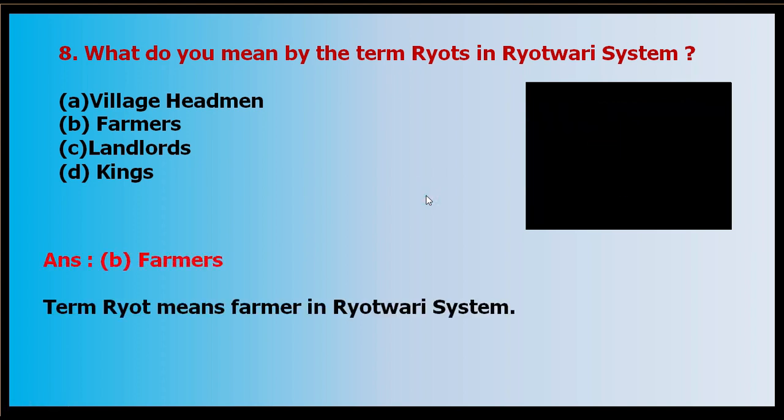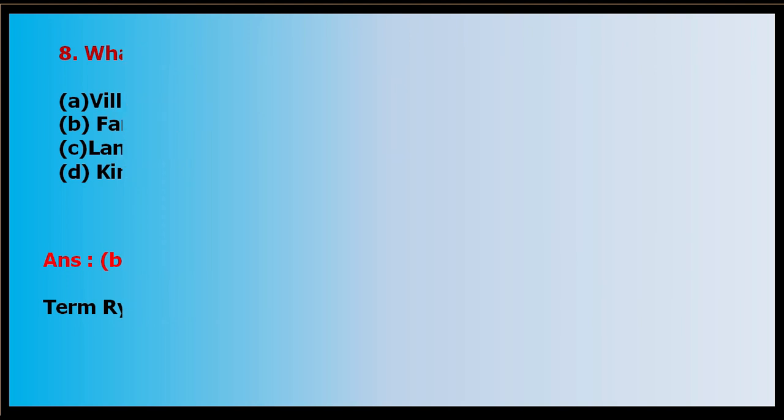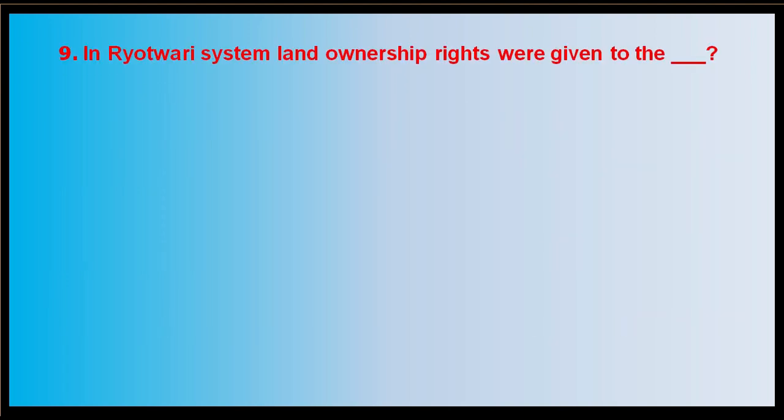And the correct answer is farmer. The term Ryot means the farmers in the Ryotwari system. Moving to question number 9. Question number 9 is, in the Ryotwari system, land ownership rights were given to whom? Who got the land ownership right in the Ryotwari system?